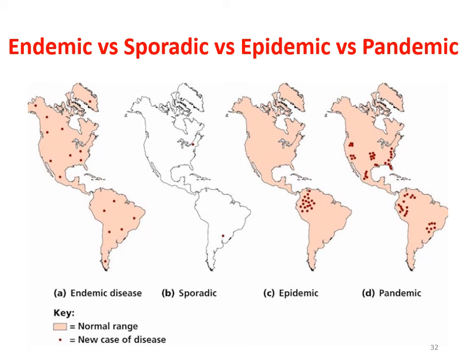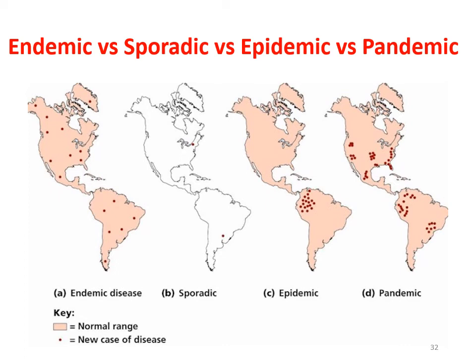You then have in this figure sporadic, and as you notice, sporadic shows just every once in a while a little bit of a pop-up of new cases for a particular disease. So sporadic means only occasionally are you seeing new cases pop up of this infection.